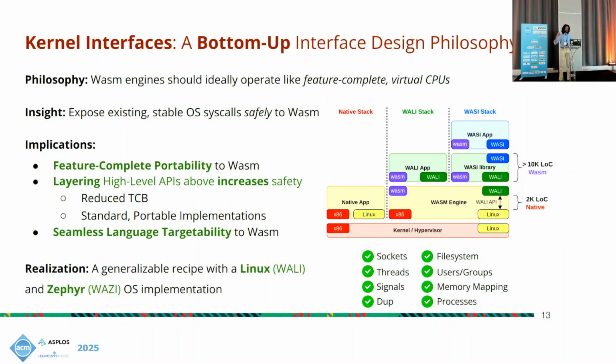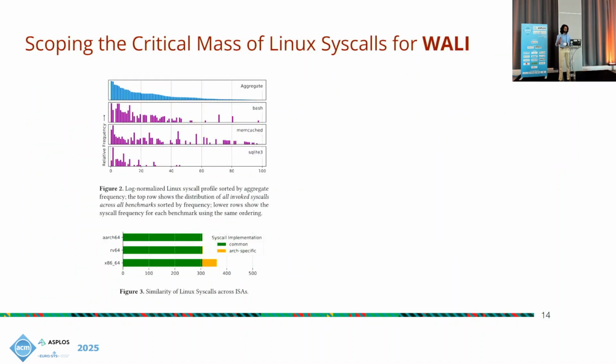And so the way we realize this is with a generalizable recipe that we see applicable to numerous OSs, but we demonstrate a proof of concept for Linux and Zephyr in our paper. So the first part of this talk is mostly going to focus on Wali, which is the Linux interface that we designed. And to scope out the effort, we needed two things, which is to determine what was the critical mass of syscalls and how would we actually make this portable across different platforms.